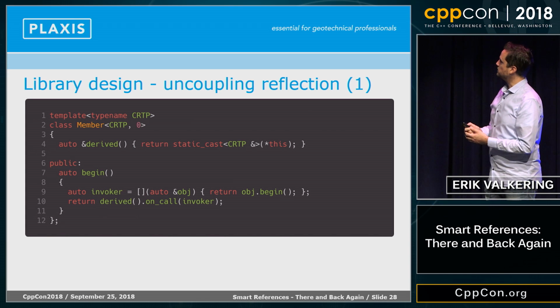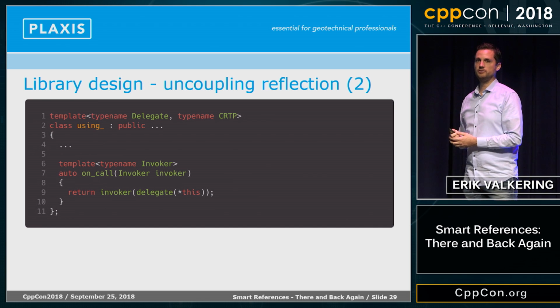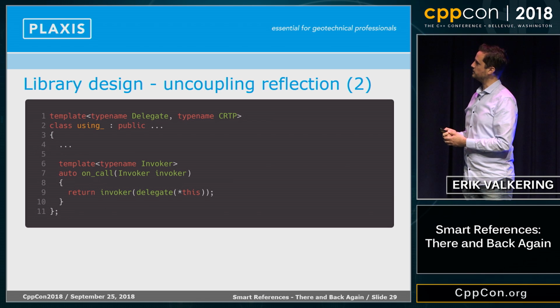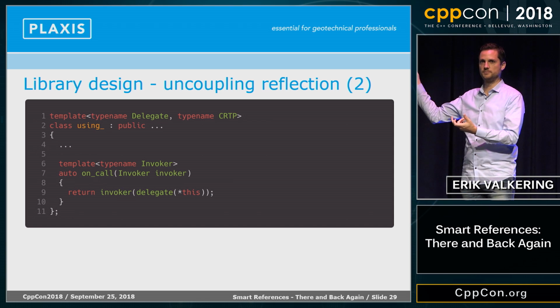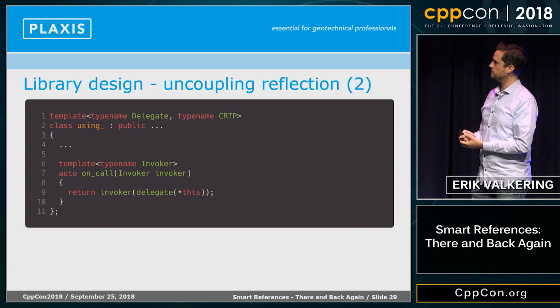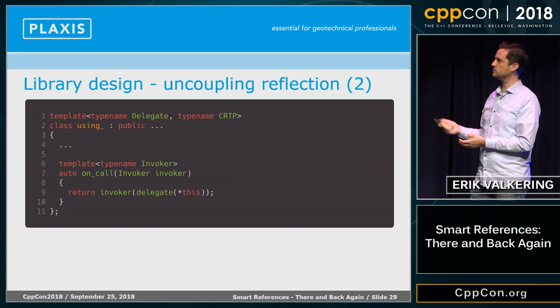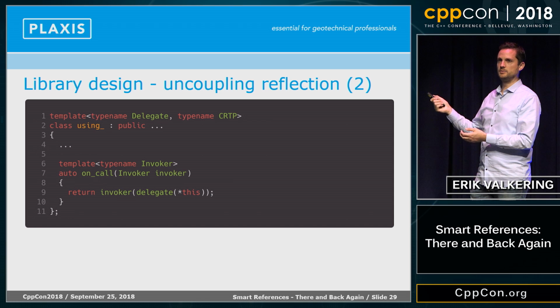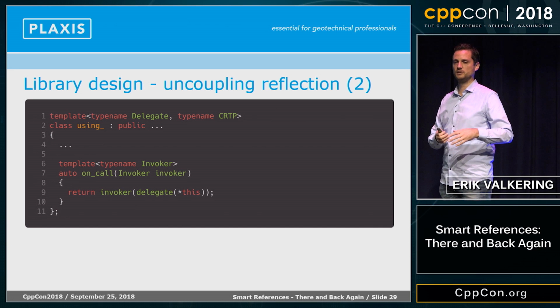So in the using class, we can then define this onCall function. It receives the invoker object, and the implementation is very trivial. It calls this invoker and it passes the delegate object, because this using class has access to the delegate object. It might seem a bit overcomplicated, but this allows you to perform additional logic in specific circumstances.